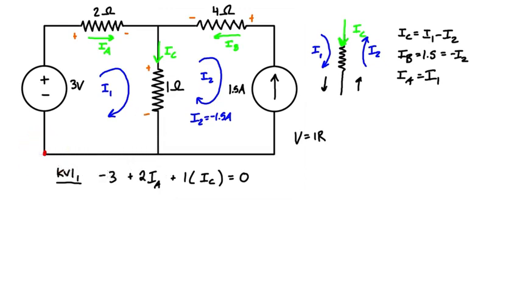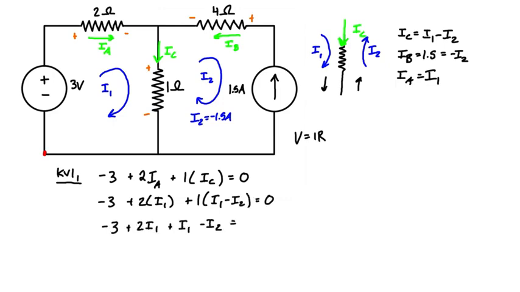Okay, so at this point I would substitute IA and IC for the mesh currents that we need, and we've already identified those up here. So we have IA is equal to I1 and IC is equal to I1 minus I2. We need to substitute these in because these are what's going to relate this side to this side, because we have them up here. So we can rewrite that as -3 plus 2 times I1 plus 1 times (I1 minus I2), and that's all equal to 0.